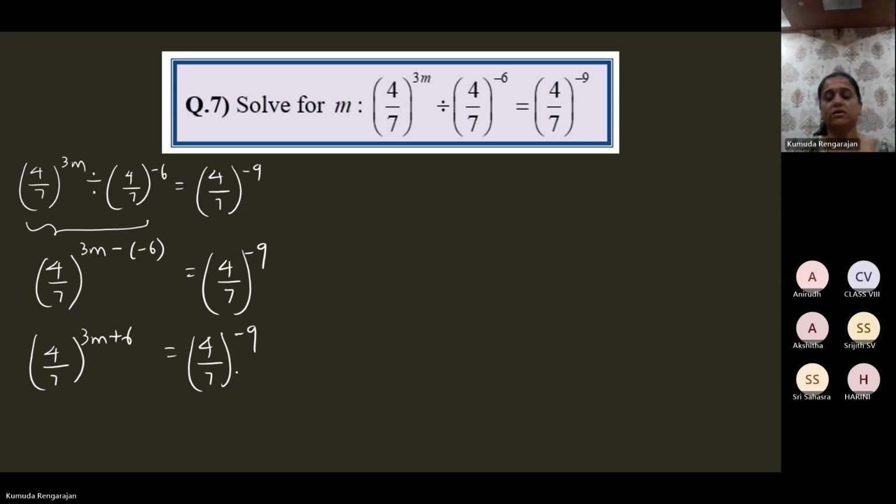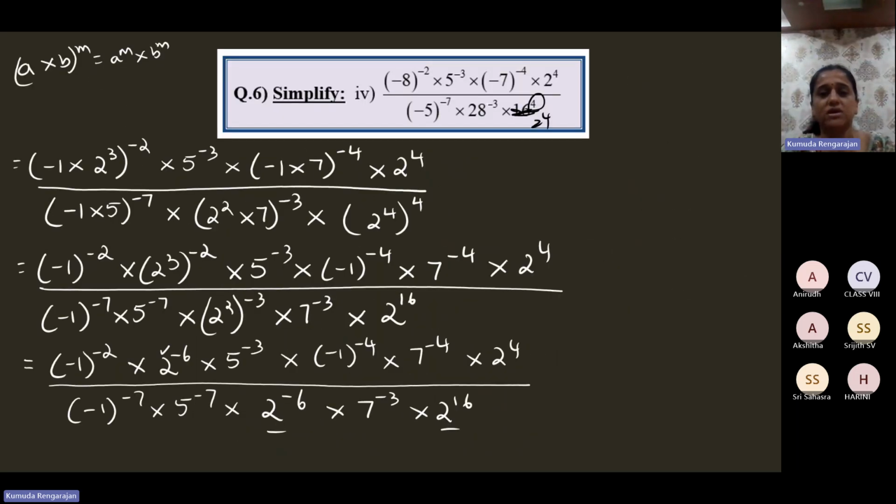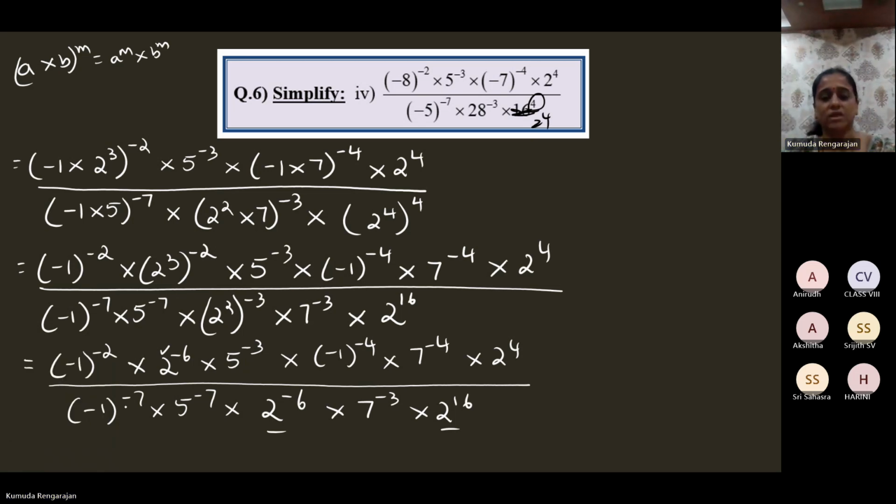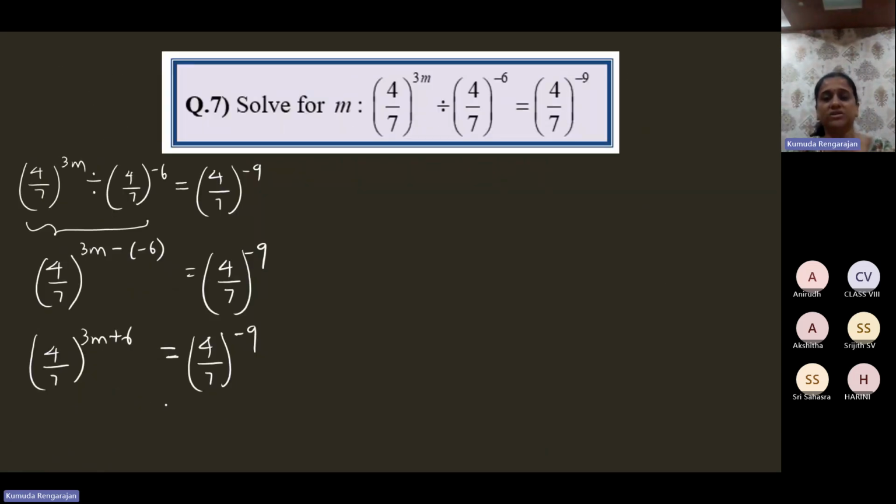Now, this is an equation. You can see the equal to sign, it's an equation. The earlier questions were just expressions. See, this question is just an expression. It's not an equation. Here, this is an equation. You can see the equal to sign. Okay, and you have to find the value of m.